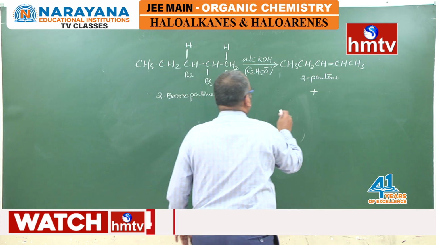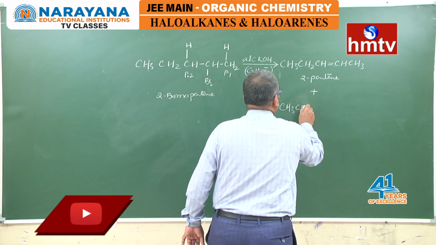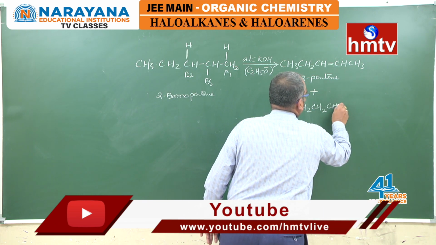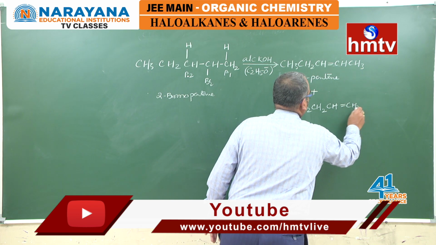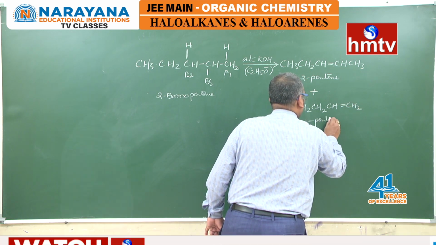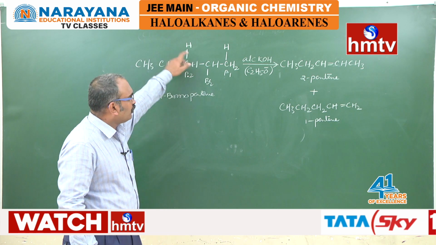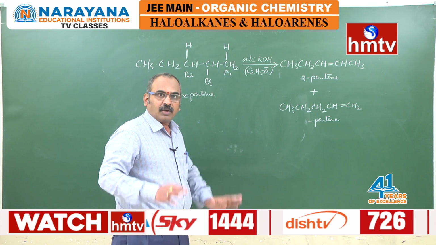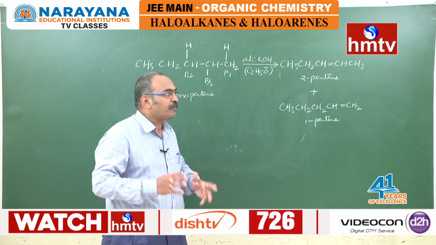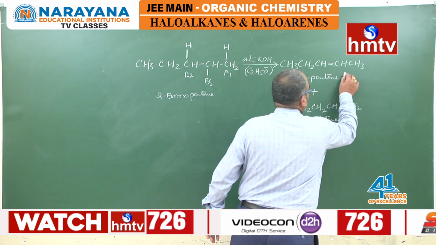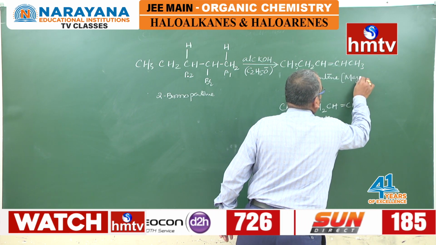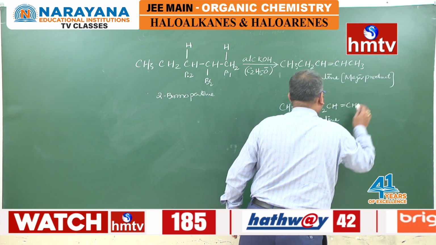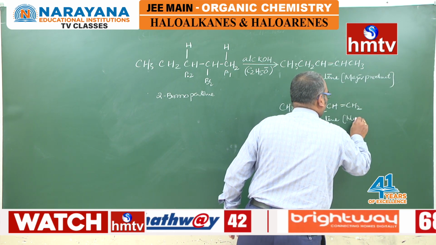If this proton is consumed, CH3, CH2, CH2, CH double bond CH2, 1-pentene. If this proton is consumed, you are getting 2-pentene. If this proton is consumed, you are getting 1-pentene. Now the major product is important. 2-pentene is the major product, which is the more substituted alkene, and 1-pentene is the minor product.